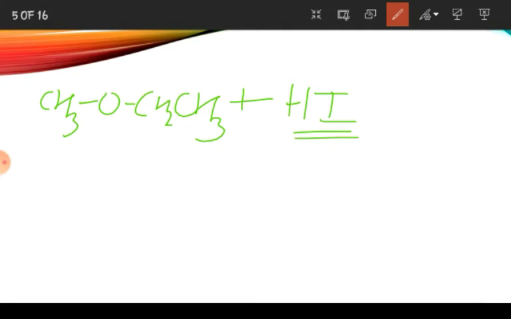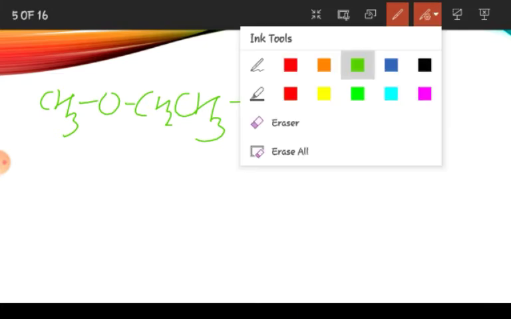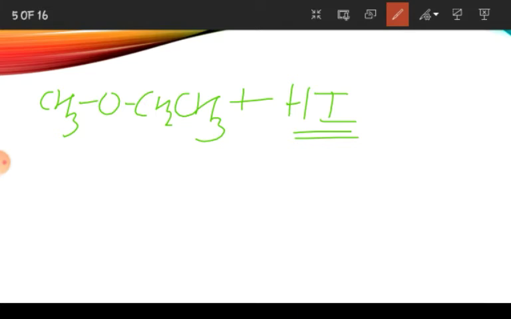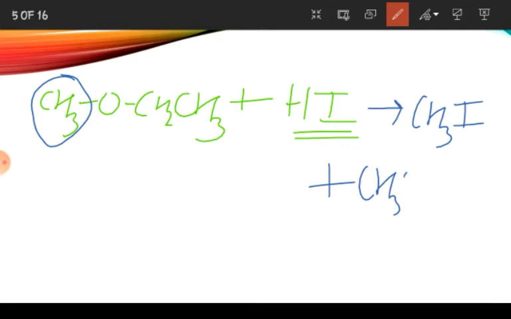Now, from where will we split it so that the halide, iodide, is formed? If you identify here, both are 1 degree. Now where will we get the halide? As per the rule, the sterically less hindered part will form the halide. If you compare these two alkyl groups, this is less hindered, a smaller group. So we will get CH3I plus CH3CH2OH as the alcohol.